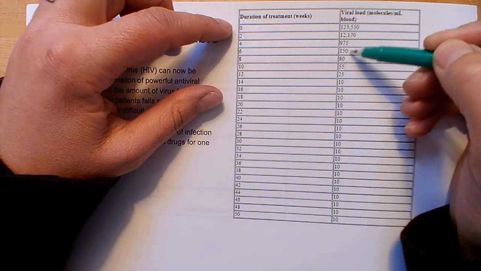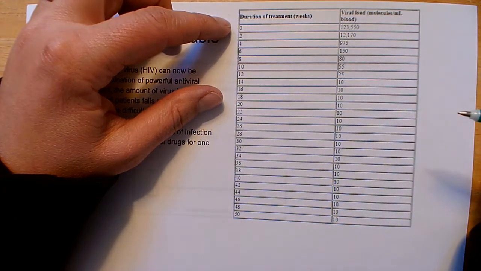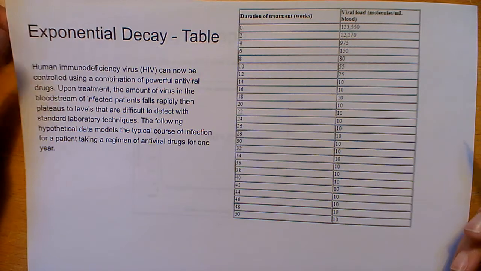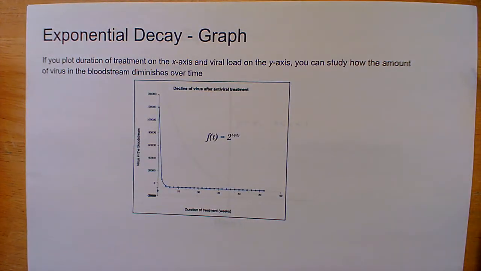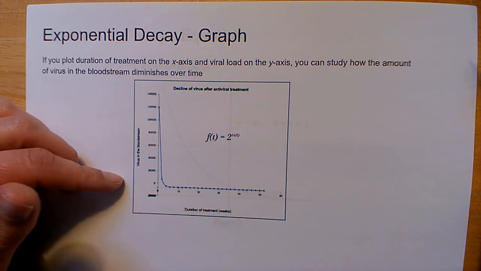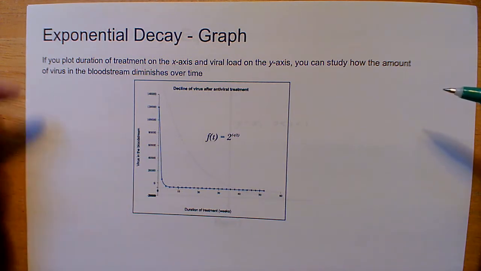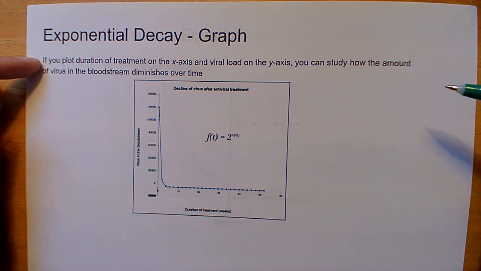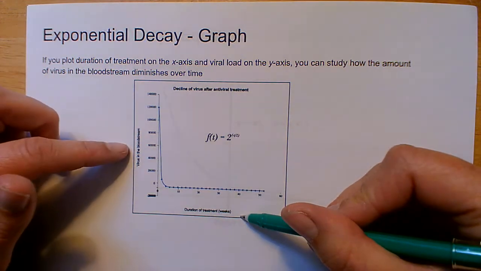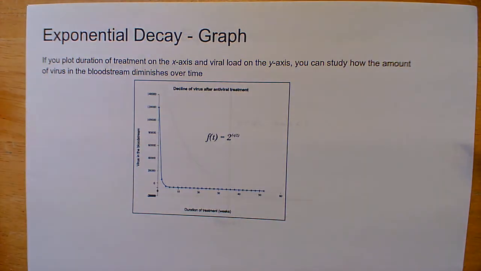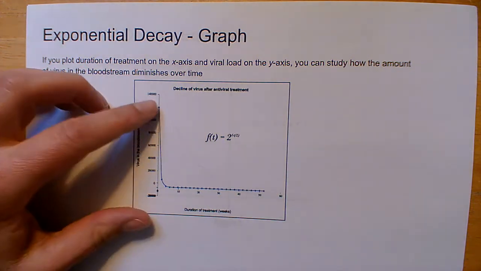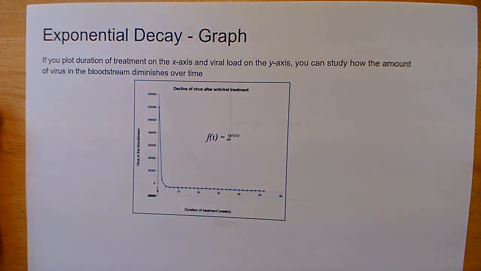Even looking at the data, we can see almost a curve here. So that's pretty interesting in how those numbers fall. Let's look to see what the graph looks like. Exponential decay graph. This is the same graph that we just had for our table. If you plot the duration of treatment on the x-axis and viral load on the y, you can study the amount of virus in the bloodstream as it diminishes over time.